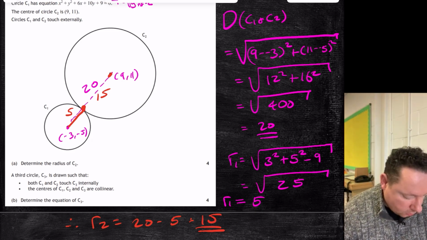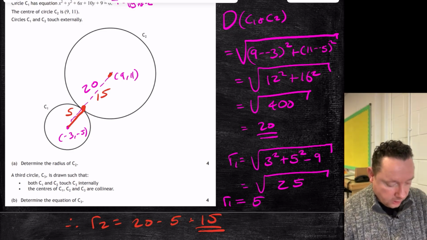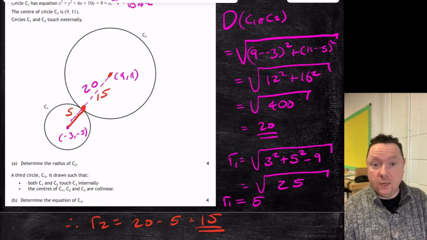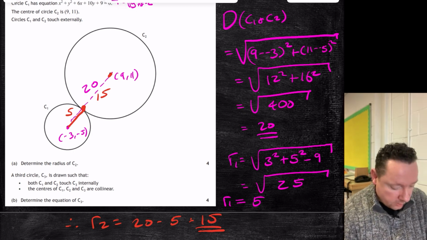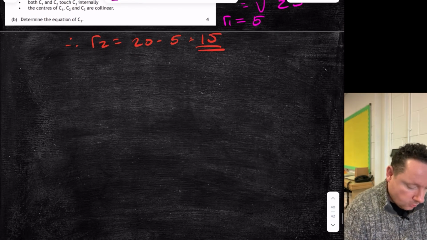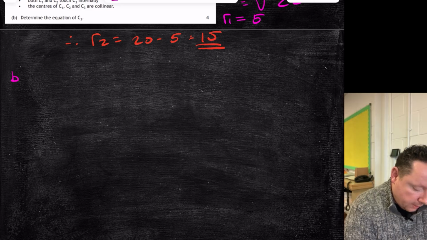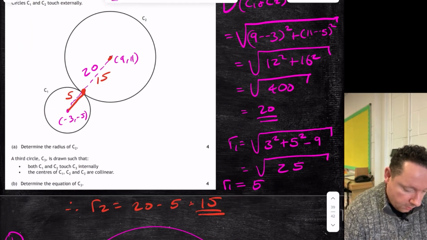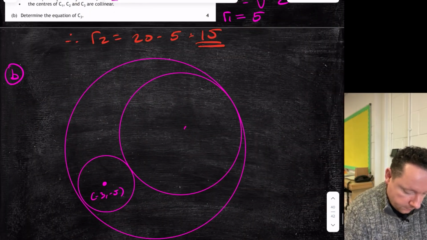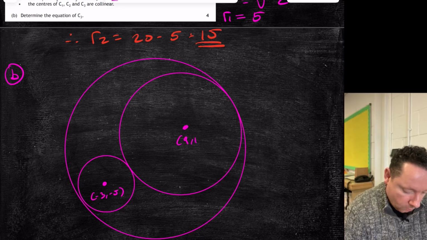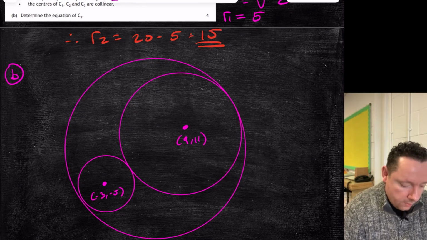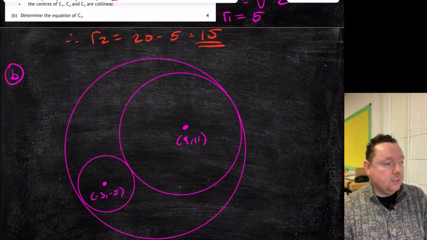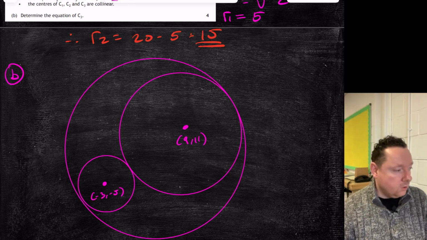So it now says, for part B, a third circle C3 is drawn such that C1 and C2 touch internally with C3, and the centres of C1, C2, C3 are collinear, so they line up in a straight line. And we have to determine the equation of C3. A little sketch to illustrate this will be handy for you. This point here is minus 3, minus 5, and we know that the other point is 9, 11 here. And we want to know where the centre of the big circle is, and therefore what its radius is.